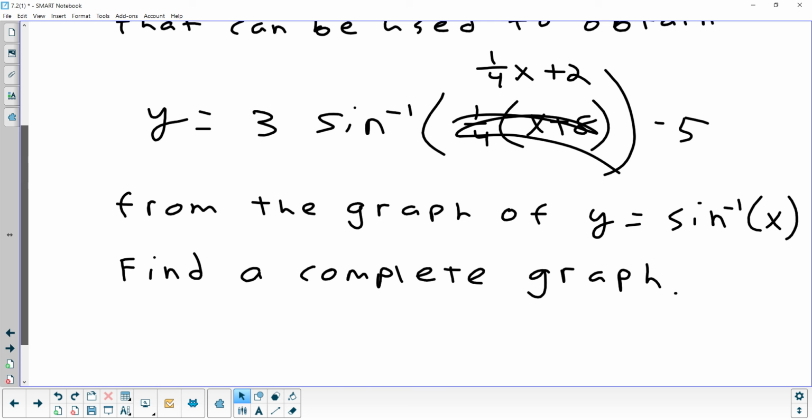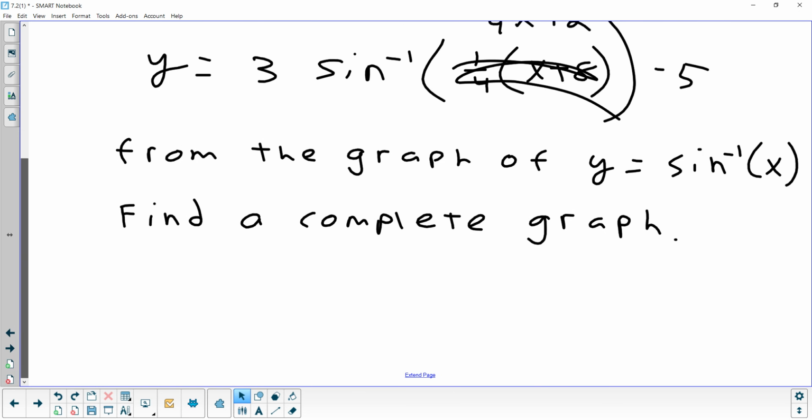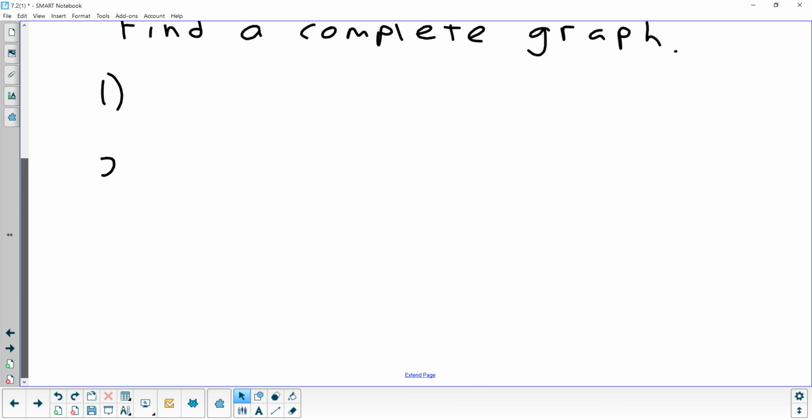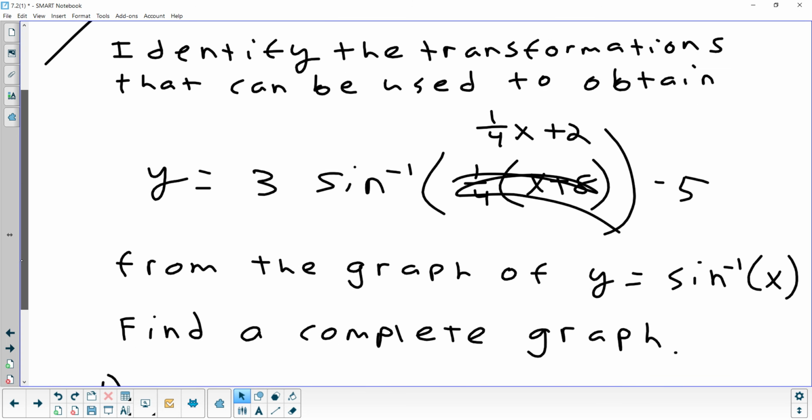They don't care about domain and range. They just want you to tell the 4 things that are happening. And we do have to write them in the correct order.